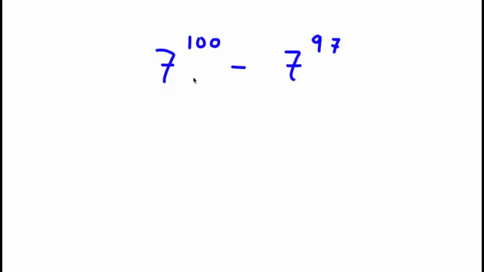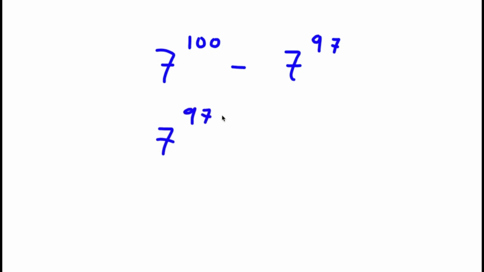Alright, so I have the problem 7 to the power of 100 minus 7 to the power of 97. I want to calculate this problem without a calculator. So to solve this, I'm going to first rewrite 7 to the power of 100 as 7 to the power of 97 plus 3.